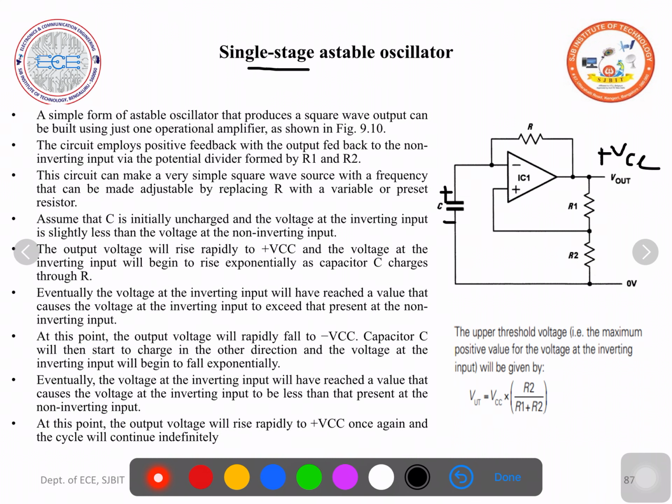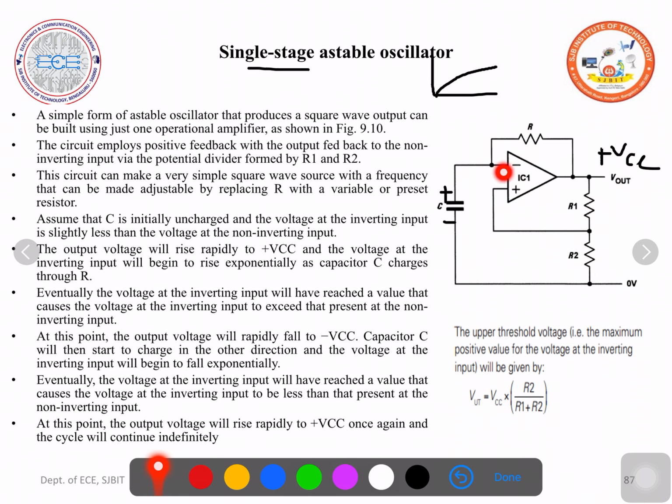If it is charging through the resistance R, the capacitor charges exponentially. The voltage at the inverting terminal starts to increase. As the capacitor is getting charged, the voltage at the inverting terminal starts to increase.